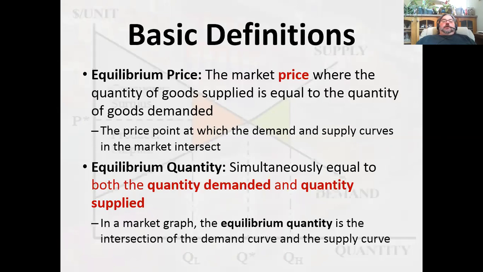So equilibrium price is the market price where the quantity of goods supplied is exactly the same as the quantity of goods demanded. Now, why on earth would I call it the equilibrium price if I'm talking about the quantity? And the answer is because I have to have the quantities to be able to graph the price.